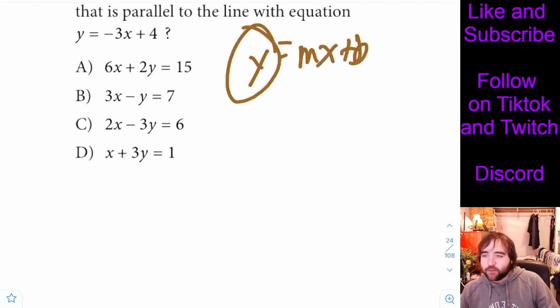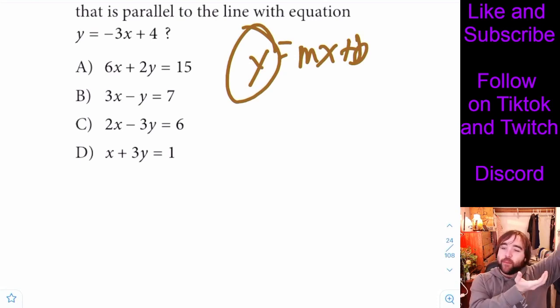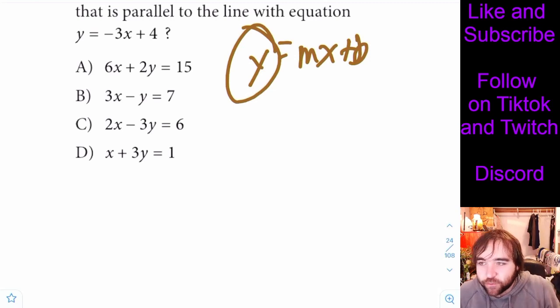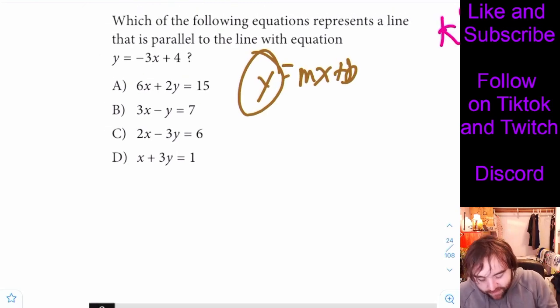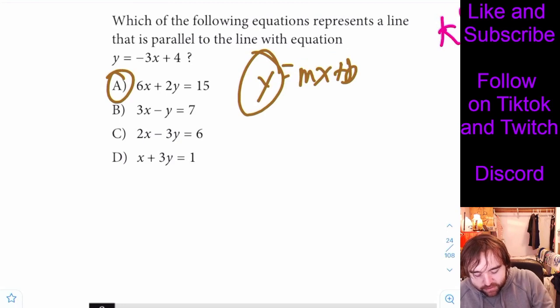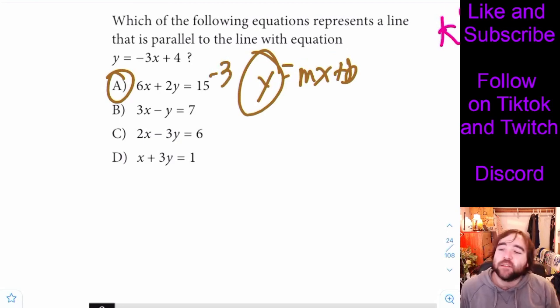So in A, if you try to get the y by itself, what would you have to do? You would have to subtract the 6x to get negative 6x on the other side, and then divide by 2. So you'd have negative 6x divided by 2. That would be negative 3x, which means that has a slope of negative 3. Just for practice, let's look at the other ones.